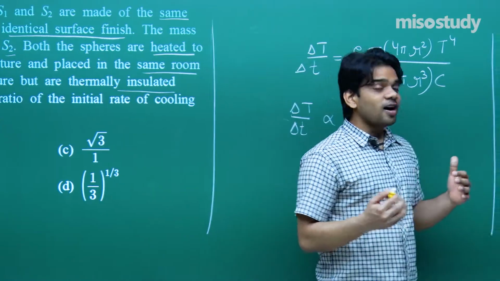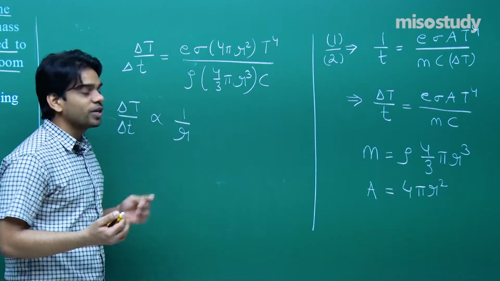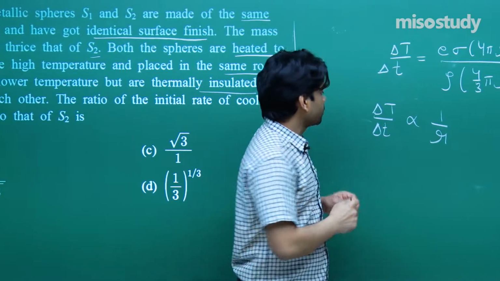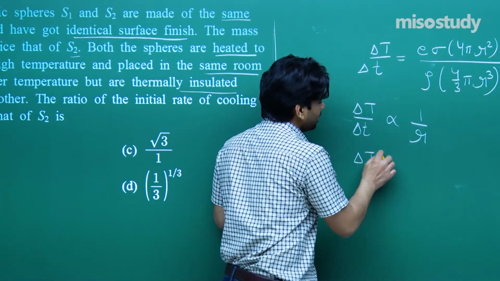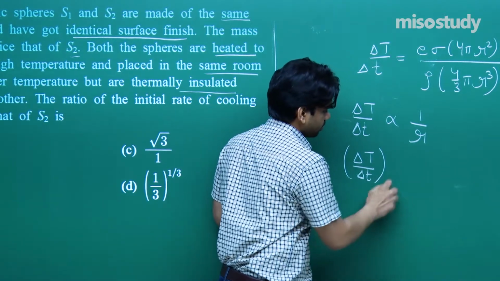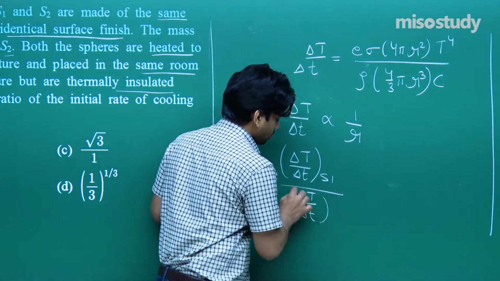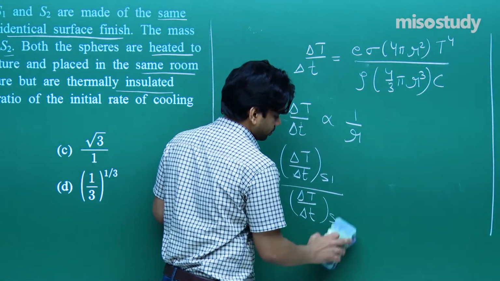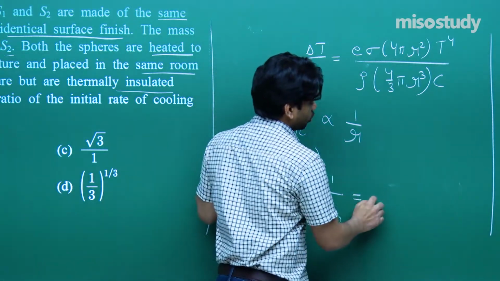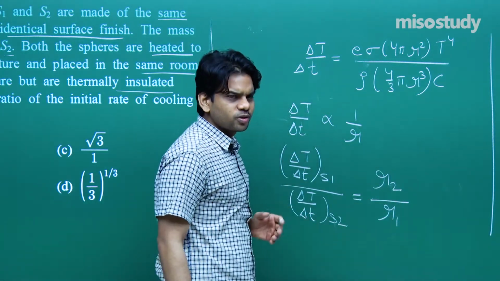Now see here, we need to find out how they are related. Delta T by delta T, the ratio for S1 and S2, the ratio of initial rate of cooling of S1 to that of S2. So we need to find out delta T of S1 divided by the rate of cooling of S2. That should come out to be equal to R2 by R1. This is the ratio that we can comment on.